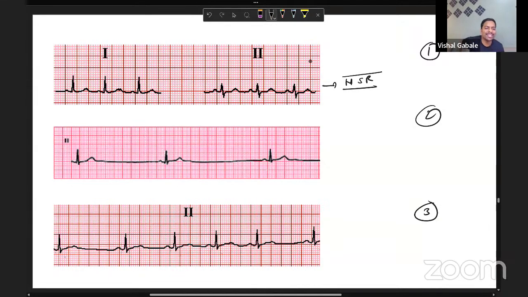Talking about the second ECG, here you can see P wave is there, QRS is there, and look at the heart rate. It is like 300 divided by almost 10. 1, 2, 3, 4, 5, 6, 7, 8, 9, 10, 11, even 12. So the heart rate is even lower than 30 in this patient. It's a sinus bradycardia.